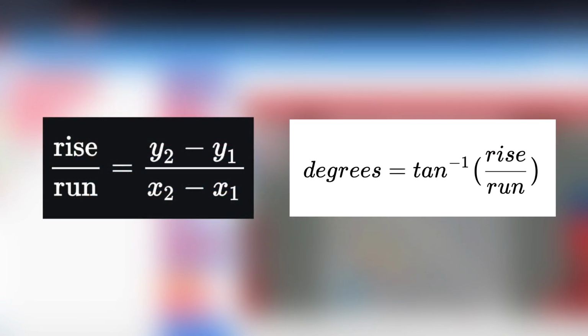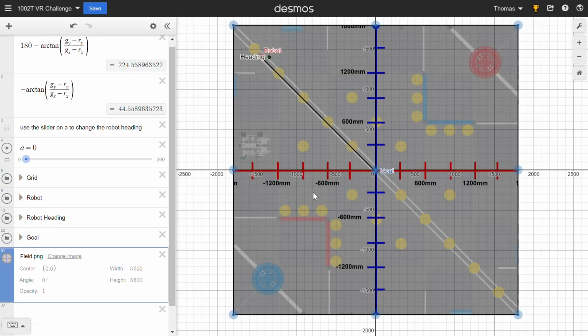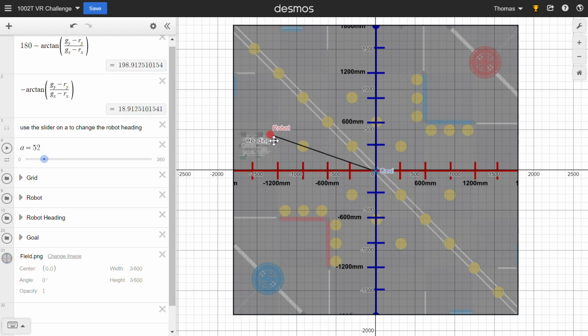At the beginning of the turn to coord command, I calculate the inverse tangent of the gradient between the robot's position and the goal position. This outputs a number between negative 90 and 90 and acts as the reference angle. The field is mapped by the Cartesian plane, with coordinates from negative 1800 to positive 1800 measured in millimeters. Depending on where the robot was relative to the goal position, I would have to manipulate the reference angle differently.